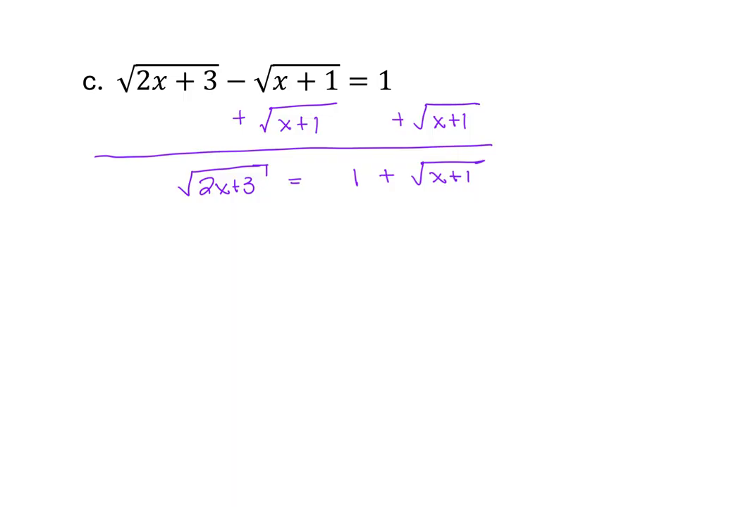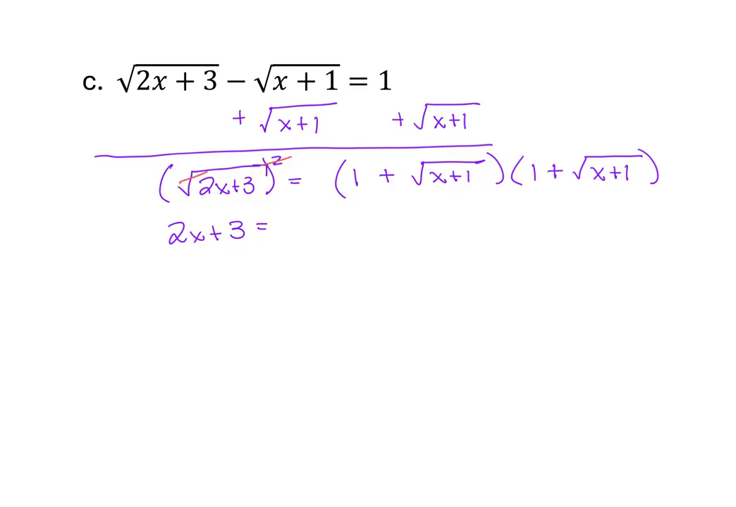Okay, from here, we're going to do like we did before. I want to get rid of my square root, and so I am going to square both sides. Now, we do have to be careful on the right side because we need to FOIL this. Let's start with the left side first. My square and my square root cancel. We are left with 2x plus 3.